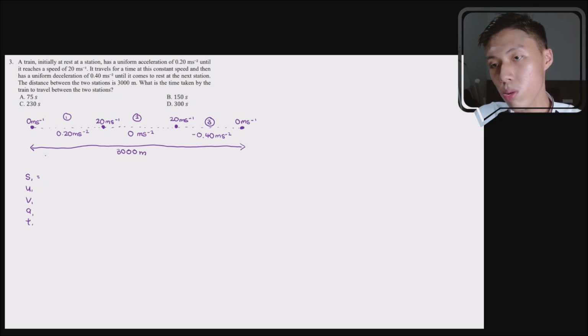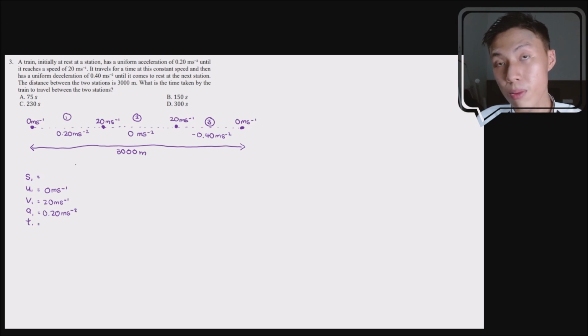What we can do is write down the SUVAT for the first section of the journey. We don't know the displacement for the first section of the journey, so leave it blank. The initial speed is 0 meters per second, the final speed is 20 meters per second, the acceleration is 0.20 meters per second squared, and the amount of time we are not sure.